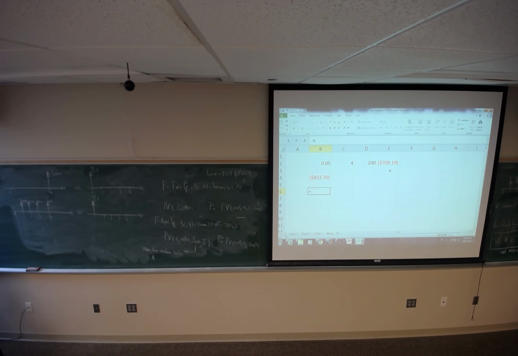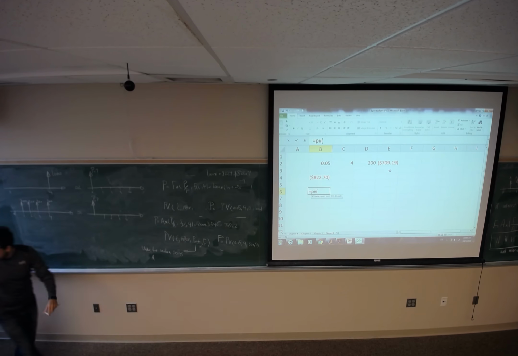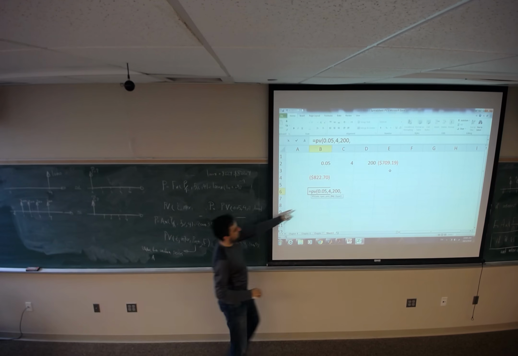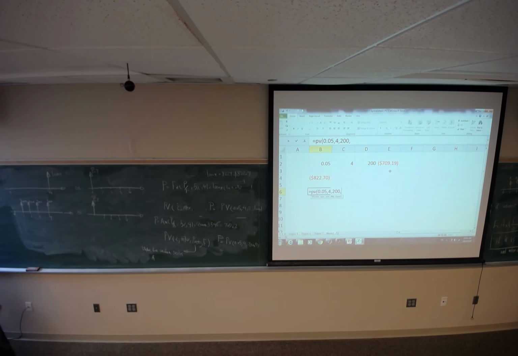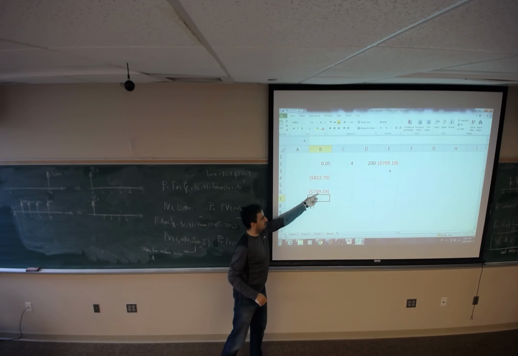Second one again, PV. Same thing, 5%. Number of periods 4. I have an A value which is 200. But there is no future value in this cash flow diagram, so I'll give it 0. I will talk about type shortly, but for now I don't enter anything. So 709.19, which is almost 709.2.